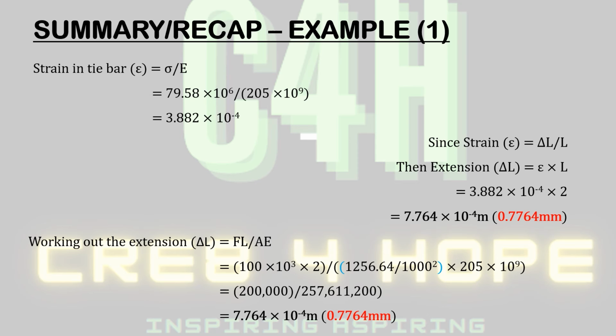So now that we've calculated the strain, we can then calculate the extension due to the applied force. So strain is equal to the ratio of the change in length, or the linear deflection, divided by the original length. If we transpose this equation and make the change in length the subject, then the extension, delta L, is equal to epsilon, the strain, times the original length, L. L was given as 2 meters, thus 3.882 times 10 to the power minus 4 times 2 gives 7.764 times 10 to the power minus 4 meters. If we multiply this by 1,000 to change it from meters to millimeters, we get 0.7764 or 0.78 millimeters. And there we go.